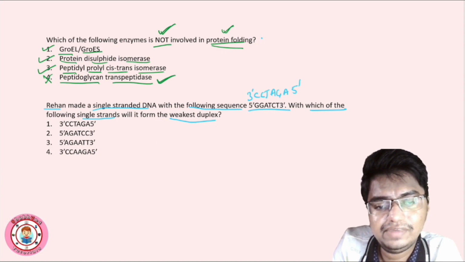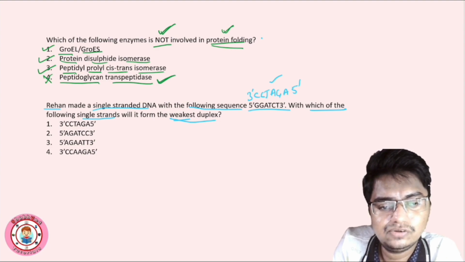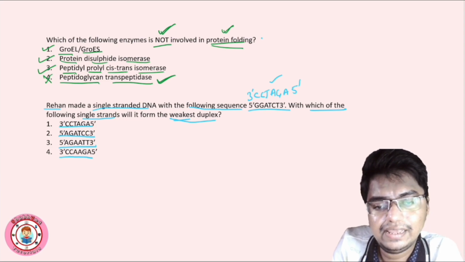We have to see the weakest. So this will be strongest. This one has been inverted here, right? Then see the next option. 5' AGA ATT. Yes, this can be the weakest. Next one, 3' CCA AGA. Okay. See, what is the third option?